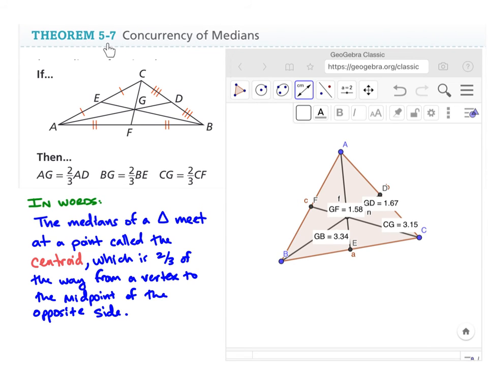So that's theorem 5-7. It's really just in a nutshell telling us that when we draw all 3 medians of a triangle, they're going to meet at a single point called the centroid, and that centroid is 2/3 of the way from each vertex to the midpoint of the opposite side.